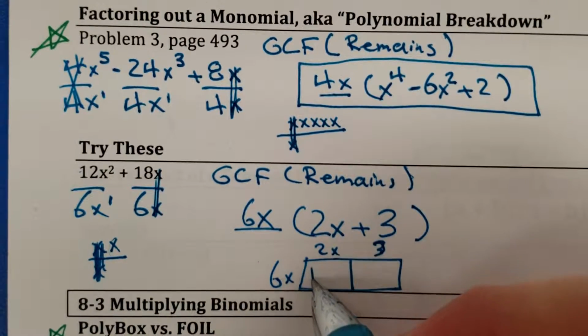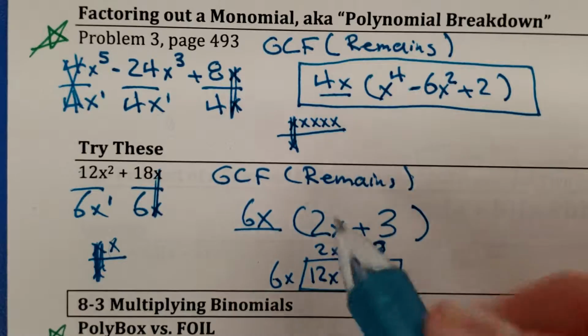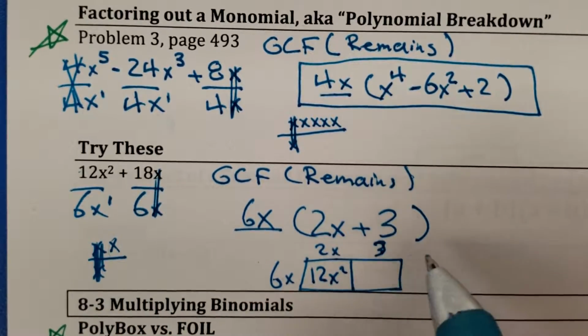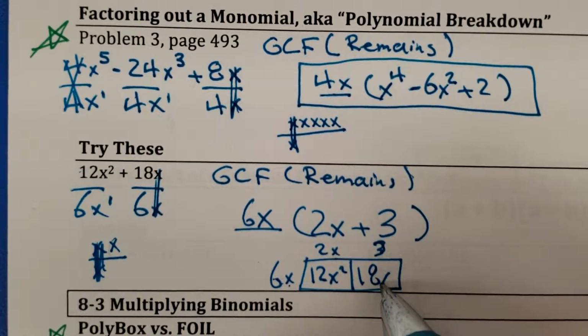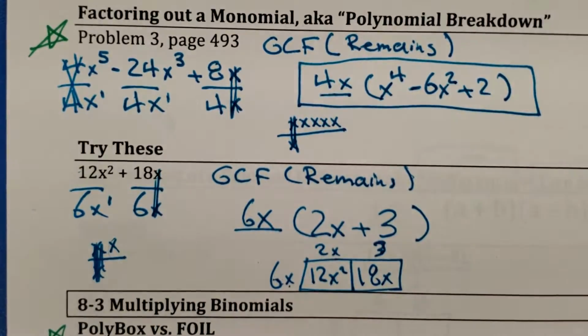Let's see, 6 times 2 is 12. X times X is X squared. 12X squared, 12X squared. We're 1 for 1. 6 times 3 is an 18. X comes along for the ride, 18X. Boom, 2 for 2.